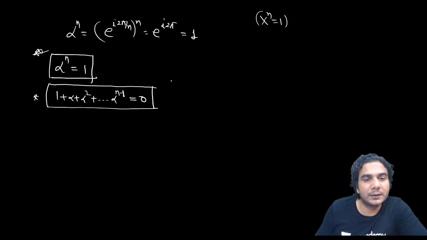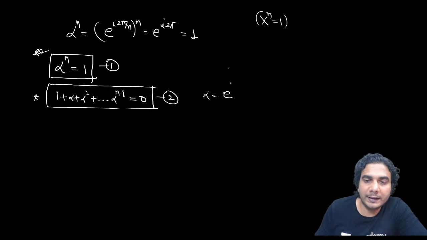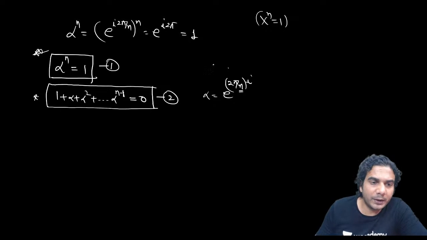This is the second very important relation. First relation, second relation. Alpha is equal to e raised to i2π/n. By writing this, this n will tell you that it is the nth root of unity. If it is 2π/11, then I'll say it is the 11th root of unity, and I'll write alpha raised to 11 is equal to 1. I hope you're getting it.